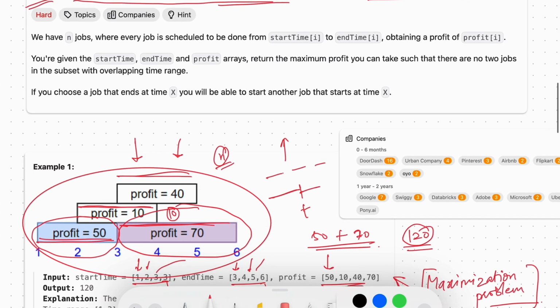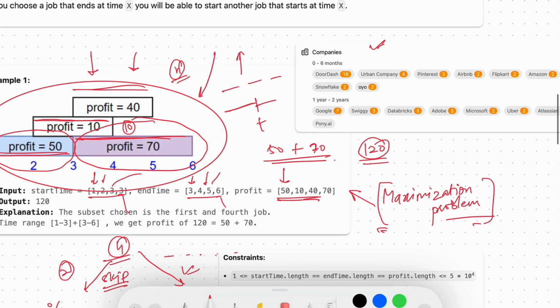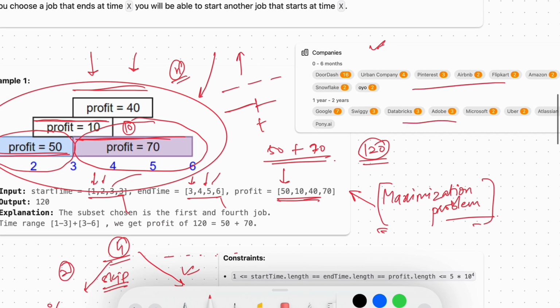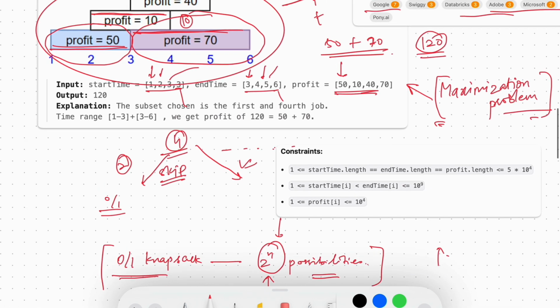This was the overall problem given to us, and it is also a very important problem that has been asked in many companies recently: Adobe, Microsoft, Uber, Atlassian, Airbnb, Flipkart, Amazon, and so on.